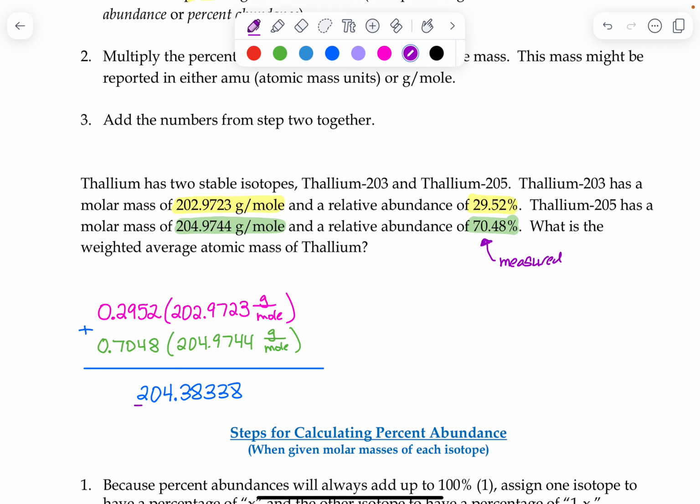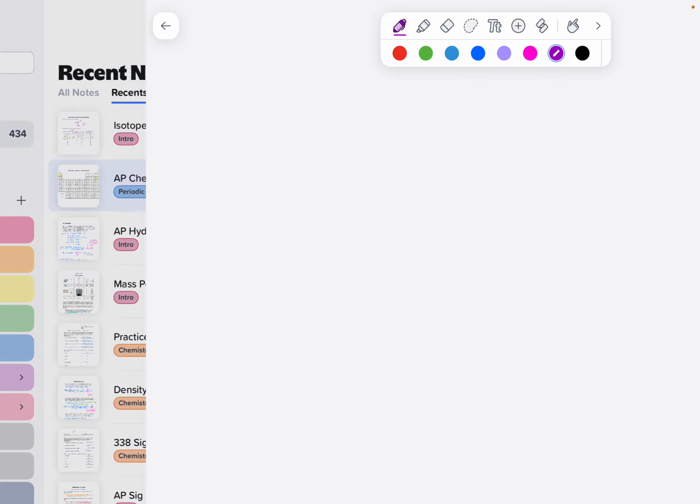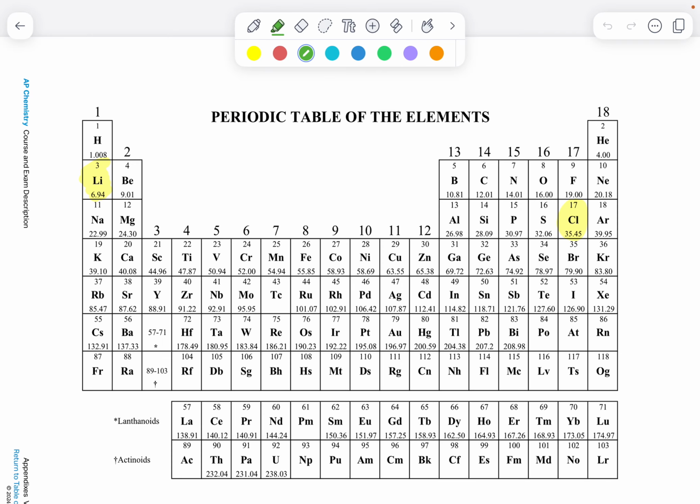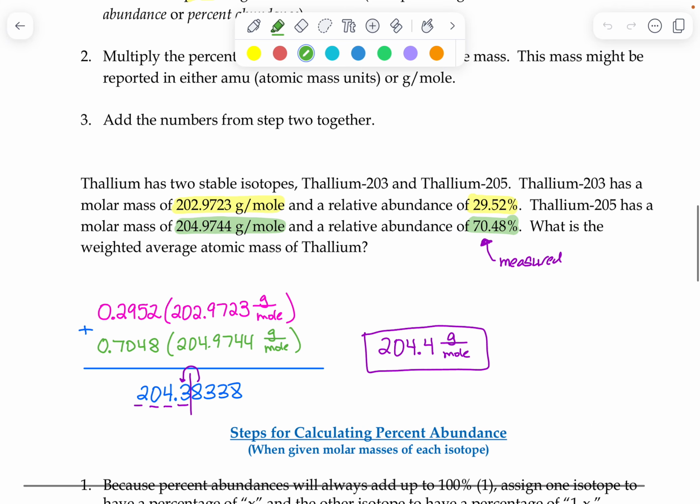So the 2, the 0 is in a sandwich, 4, and this guy, chop. That 8 will nudge that 3 up, so it'll turn into 204.4 grams per mole. If I look up thallium on my periodic table, thallium is right here, number 81, 204.38, and we had 204.38338. That's where that weighted average number comes from.